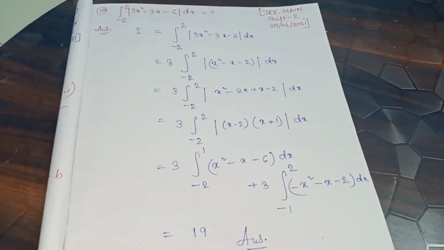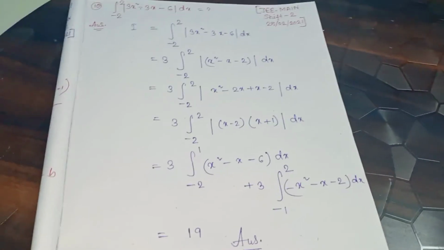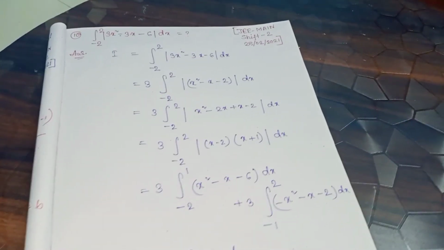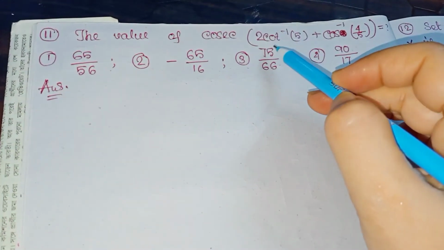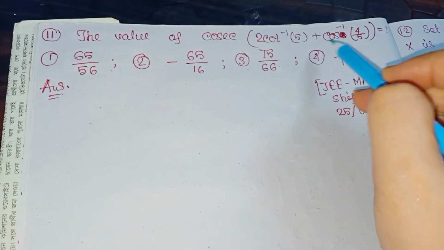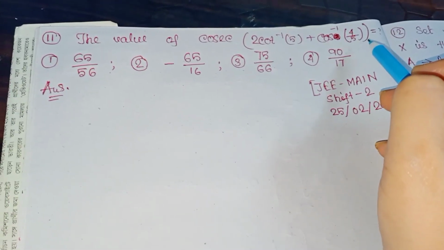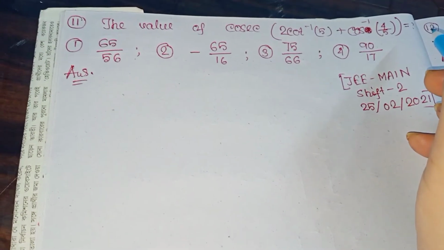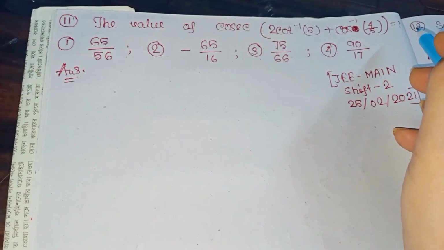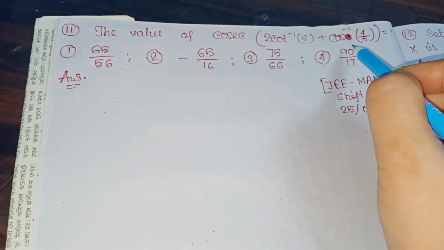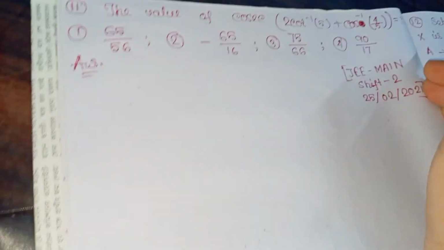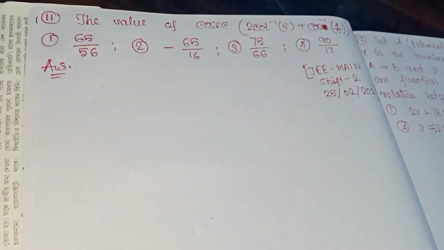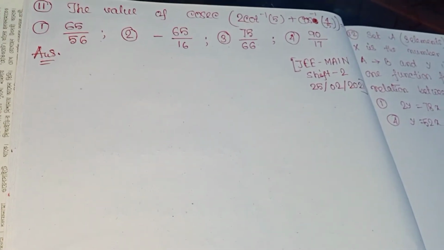Now moving to question 11. The value of cosec of 2 cot inverse 5 plus cos inverse 4 by 5 is equal to what? Four options are given. It's also a memory based question, and the question is from shift 2, 25th of February.